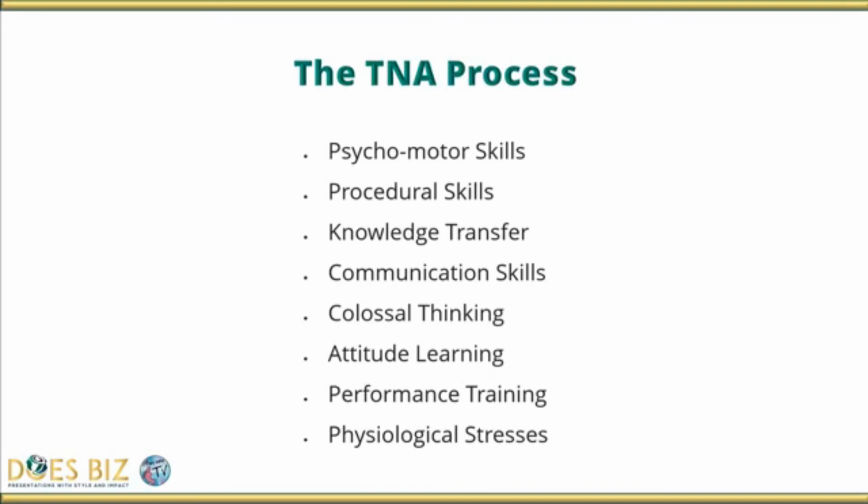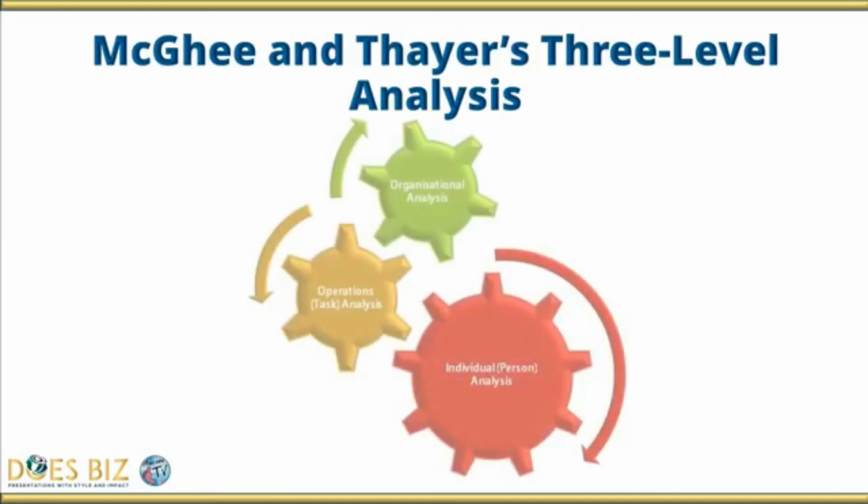So that's all a bit technical, really. A TNA is defined as the identification of training requirements and the most cost-effective means of meeting those requirements. And McGehee and Thayer's three-level analysis is there's an operational analysis, there's a task analysis, and then there's the person analysis. So they all intertwine together.